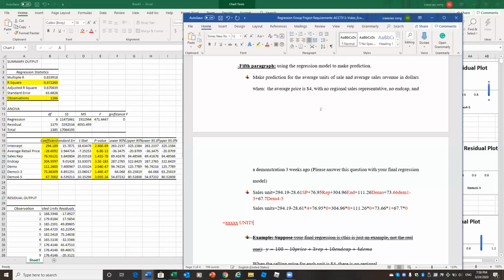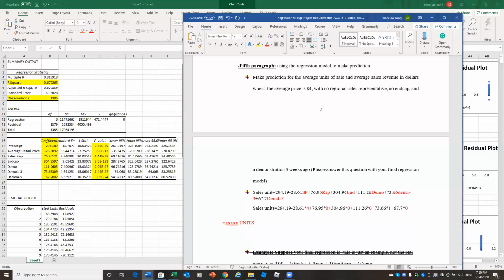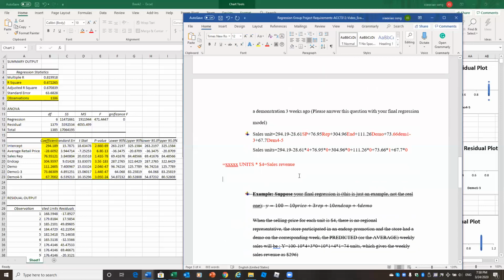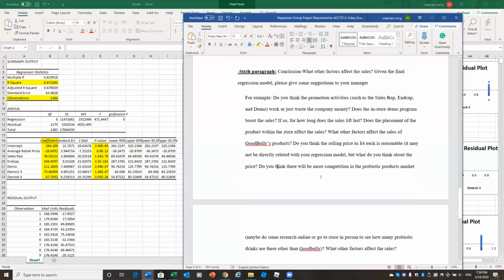So if the question asks you, hey, what about your sales revenue? Then you have to use the units and then times $4 each, right? To get your sales revenue dollar amount. Okay, so I think that's all. I took care of this one. I'll leave the last one to yourself.